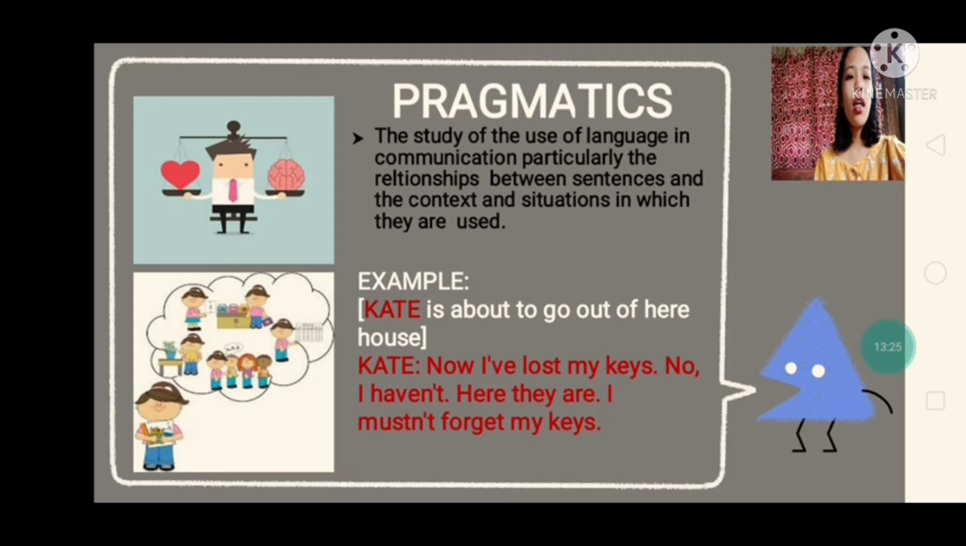That's why sinabi niya, "Now I've lost my keys." And she is afraid that she might lose them or forget them because on a previous occasion, she has forgotten them. So these two ideas did not come from the individual words Kate has spoken. They come from the particular combination of these words with our knowledge of the situation where they are used. Some words show many different pragmatic effects.